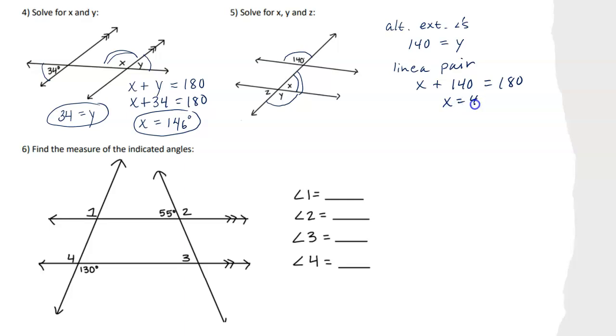So x is 40. And then since x is 40, I know that z is also 40 because z and x are vertical angles, so they're congruent.